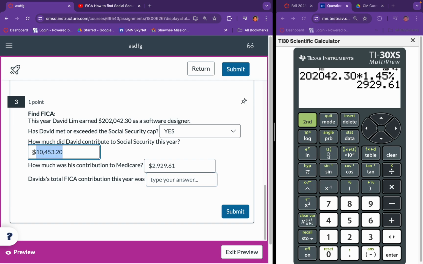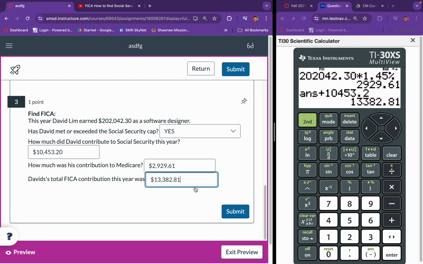Well, FICA is an addition of these two numbers. So Social Security plus Medicare. So since this is the Medicare number here, I'm just going to go plus Social Security, which was $10,453.20. So that is a total of $13,382.81. So that is what David paid in the Federal Insurance Contributions Act. That is what he paid into a combination of Social Security and Medicare.